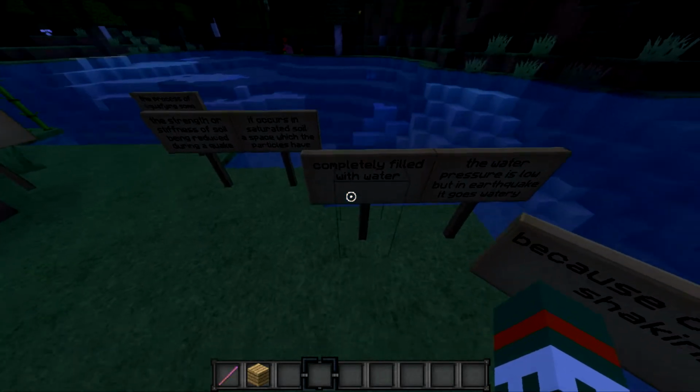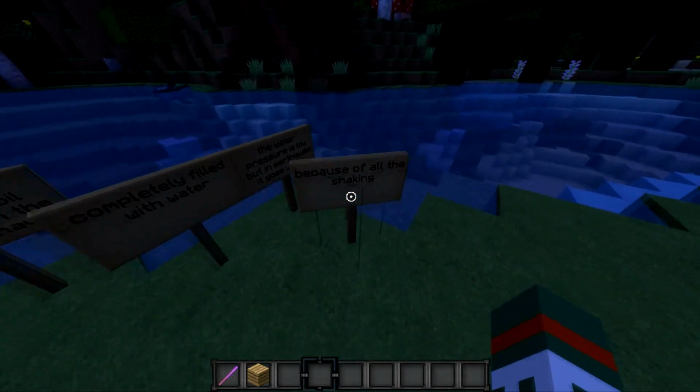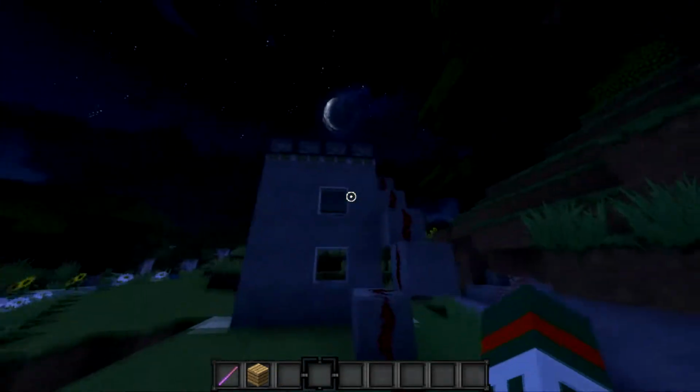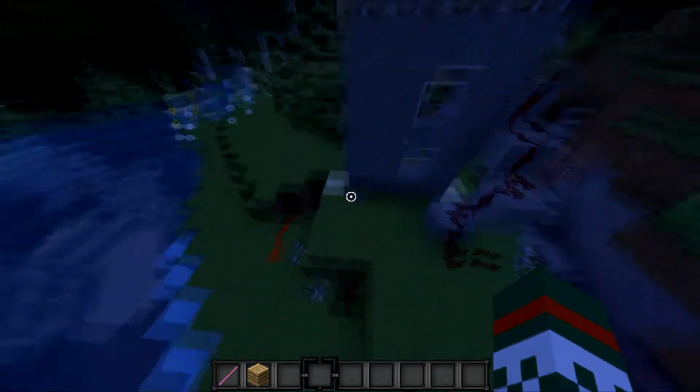Okay, completely filled with water, water pressure is low, and because of all the shaking, that's a decent finish to that. Hopefully that makes a bit of sense. Sweet. Okay, let's get on to the diagram. We only have one shot at this because of all the redstoning stuff. We've got to make this count.